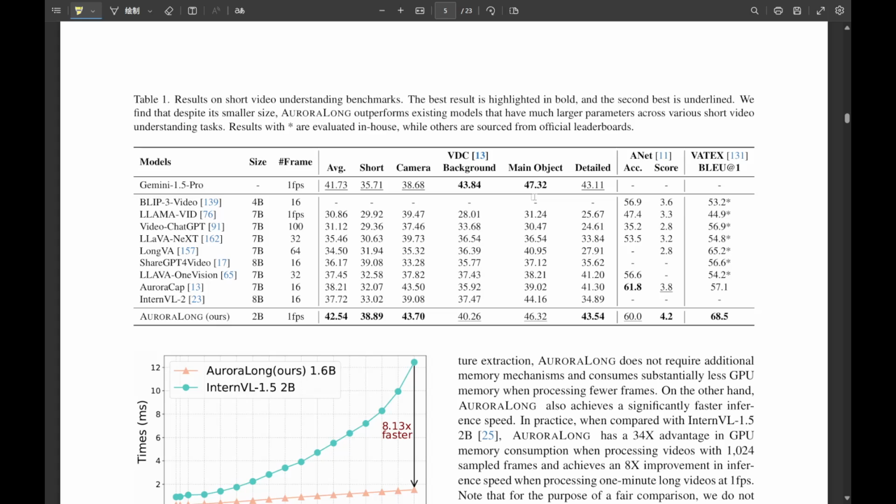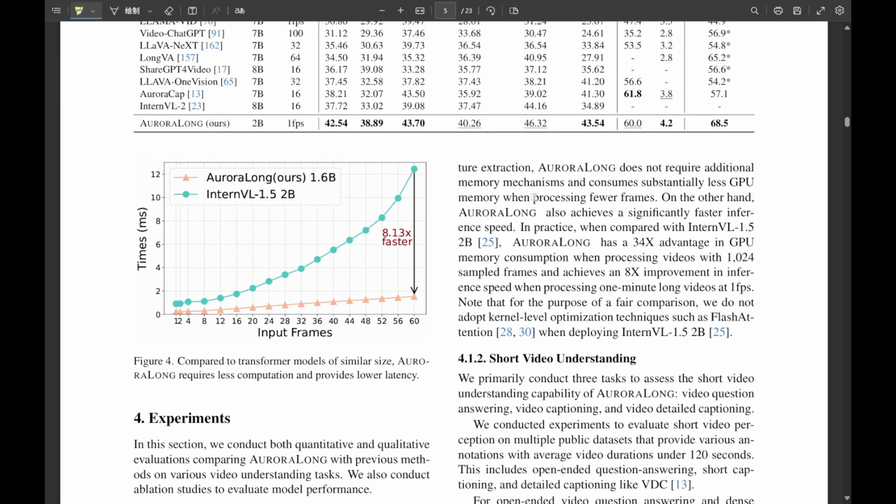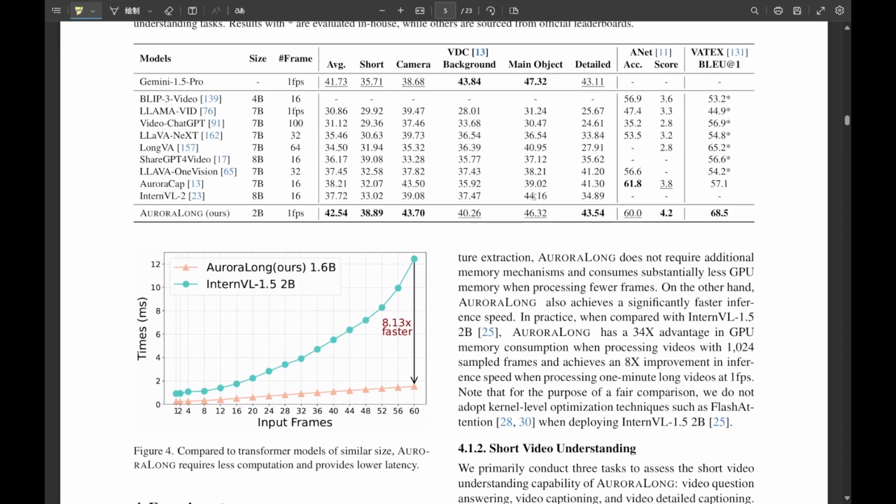What about the quality? Does it understand the video well? Right, performance. So even on short video understanding, AuroraLong, despite being relatively small at 2 billion parameters, actually exceeds Gemini 1.5 Pro on average in VDC. That's a benchmark for dense captioning, describing lots of things in short videos. Better than Gemini 1.5 Pro on that. Impressive. Yeah, and it generally outperforms existing open models with much larger parameter counts on various short video tasks.